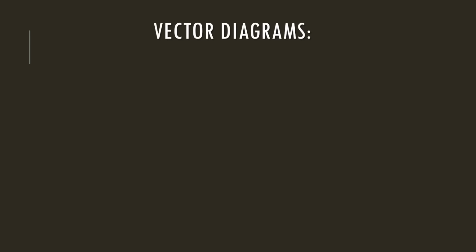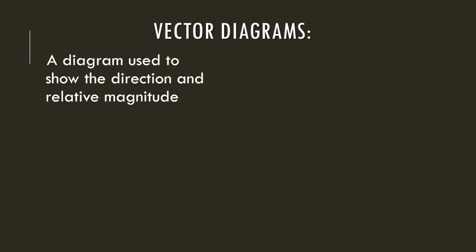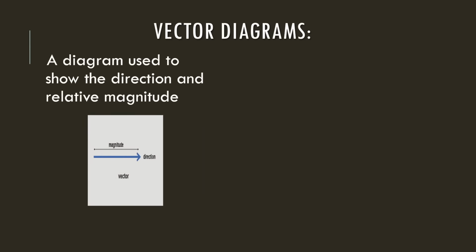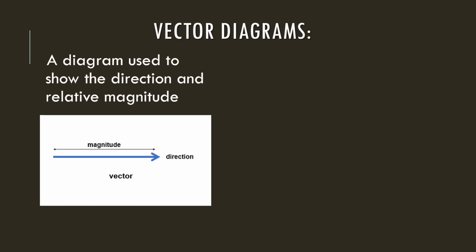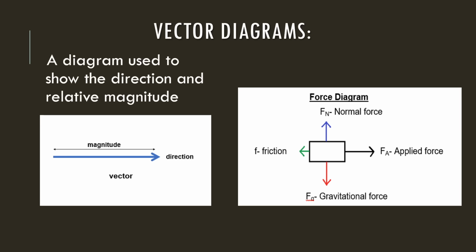To represent forces, we use a force diagram, which is used to show the direction and relative magnitude of the force. Here again, we are using arrows, which represent the magnitude, and the direction will be based on the positioning of the arrow. When we draw a force diagram, there are four important forces which you must know. The first one is normal force, the force that's exerted by the surface onto an object. We then have gravitational force, which is the attraction between the mass and Earth, or the mass and the ground.